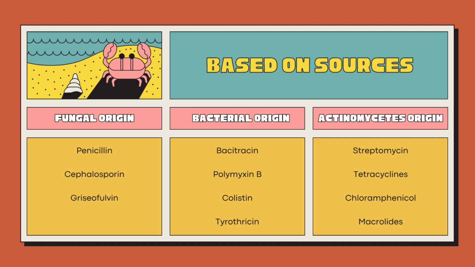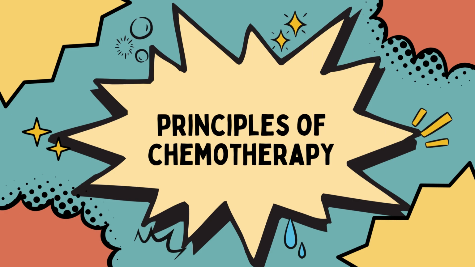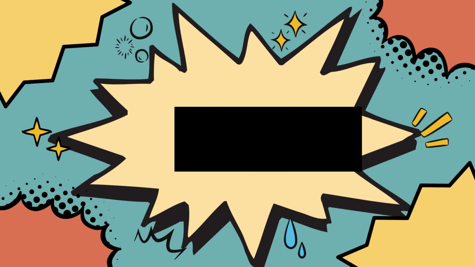In bacterial origin, such agents include bacitracin, polymyxin B, colistin, and tyrosine. And in actinomycetes origin, such agents include streptomycin, tetracyclines, chloramphenicol, and macrolides. Moving on, a successful chemotherapy is when the practice is based on the principles of chemotherapy. When forgetting about the principles of chemotherapy, such practice may be improper or inappropriate, which may be harmful to the patient.